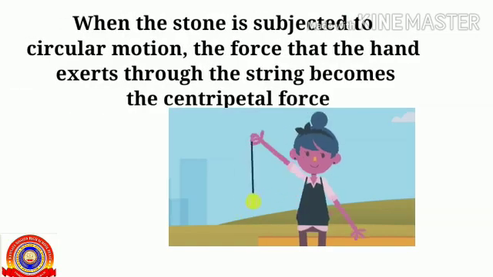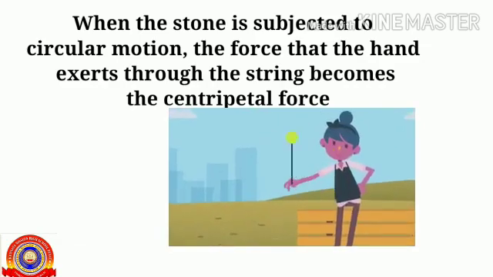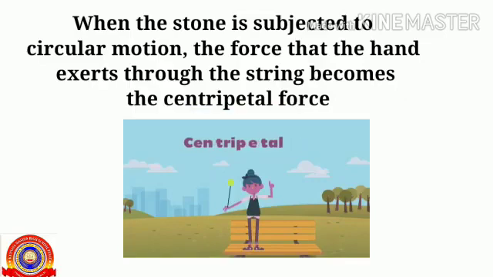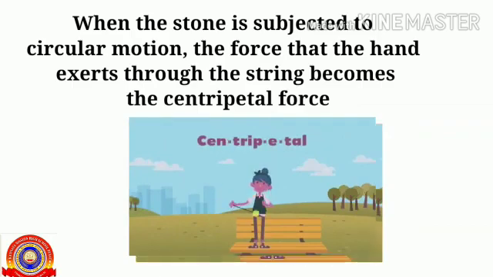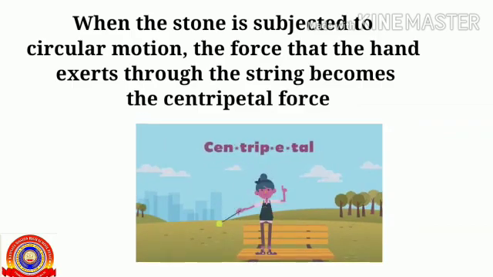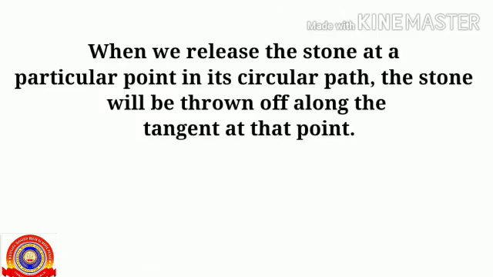When the stone is subjected to circular motion, the force that the hand exerts through the string becomes the centripetal force. That means the string provides the force to move in that particular path. The word centripetal means center seeking force. When we release this stone at a particular point in its circular path, the stone will be thrown off along the tangent at that point.